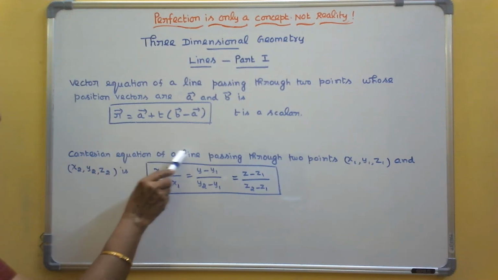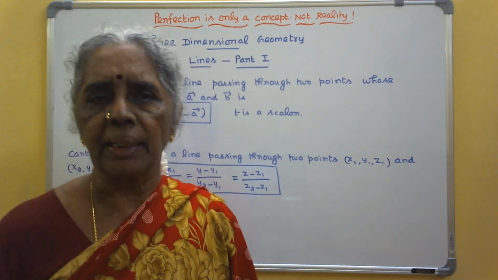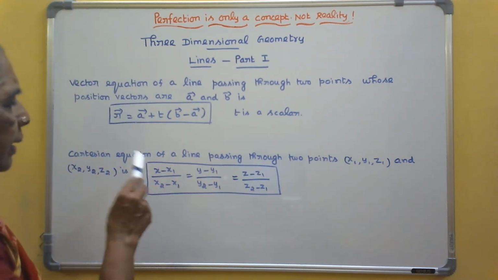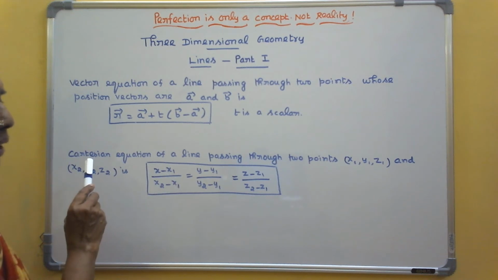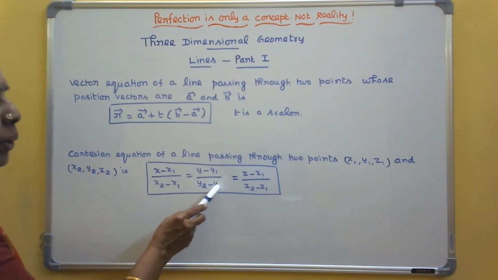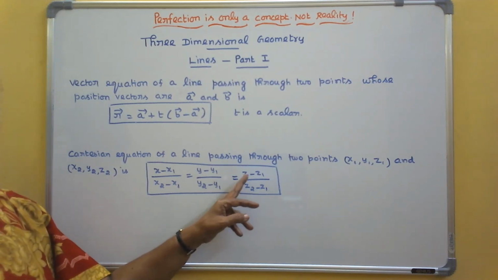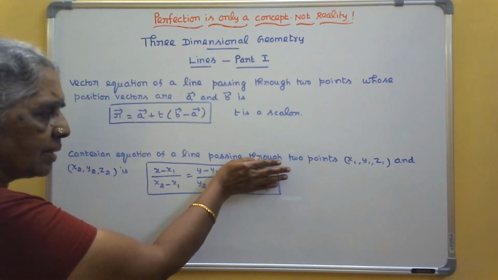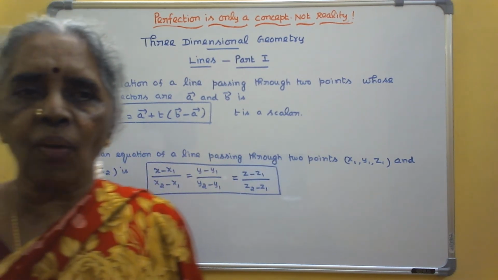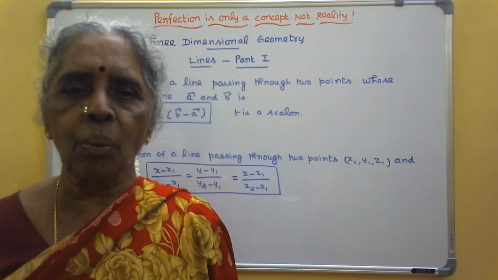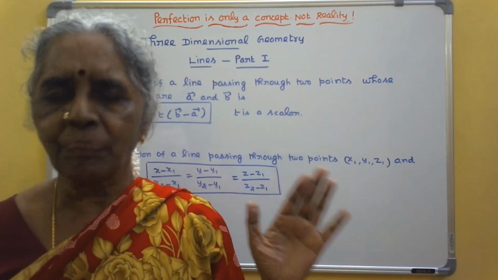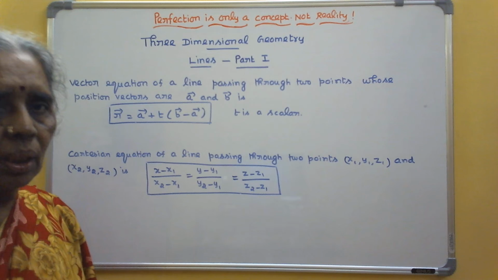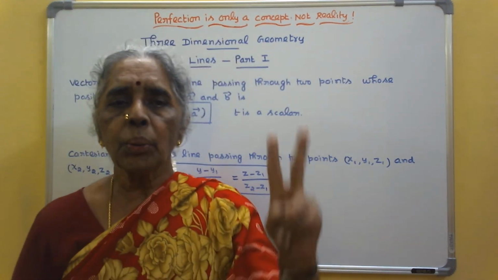Now the Cartesian equation of a line passing through 2 points x1, y1, z1 and x2, y2, z2 is (x minus x1) by (x2 minus x1) is equal to (y minus y1) by (y2 minus y1), that is equal to (z minus z1) by (z2 minus z1). Here, this looks like the 2-point form of a straight line you have studied in your coordinate geometry in 11th standard. Remember? Okay. So these two are the equations of a line passing through 2 points.